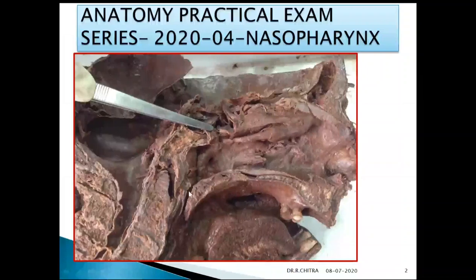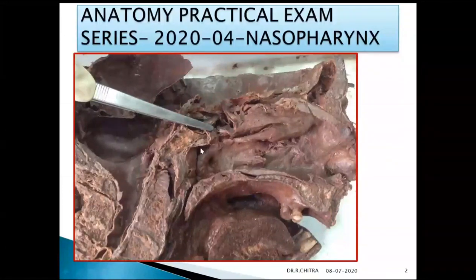So this is the floor. This is what exactly the arrow is, the floor. This is the floor of the nasopharynx. This is communicating with the oropharynx. So this is the pharyngeal isthmus. So this communication is called the pharyngeal isthmus.